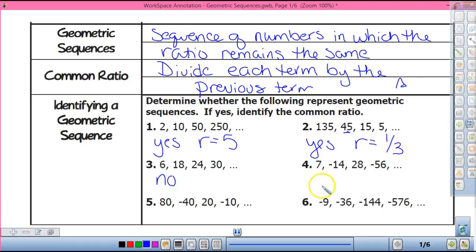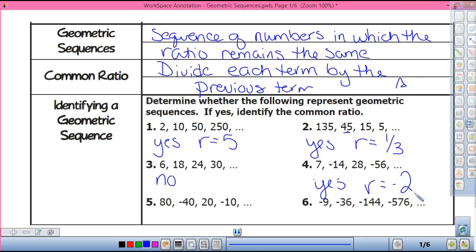Alright, how about this next one? What are they multiplying by? Negative 2 every time, yep. So if it switches from negative to positive every other one, you know your ratio is going to be negative. This deals with exponents, and you'll see it when we do our formula. So we did arithmetic when we were doing lines because that's linear, and we're going to do geometric when we do exponents because that's exponential. That's our reasoning behind it.